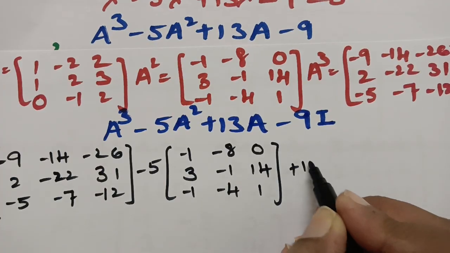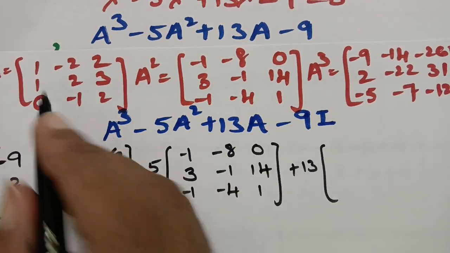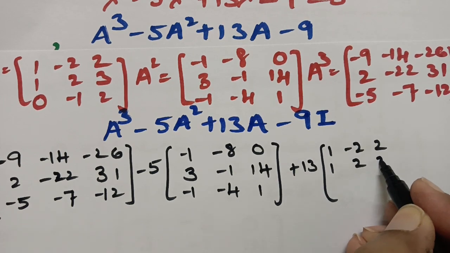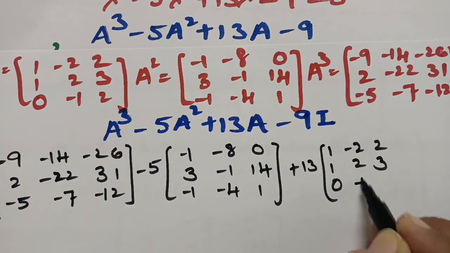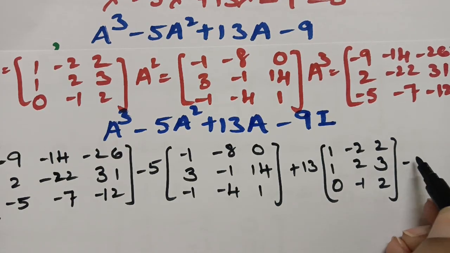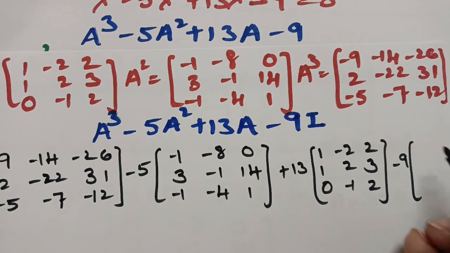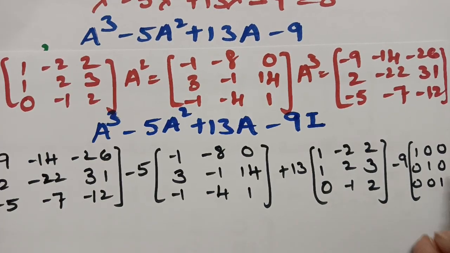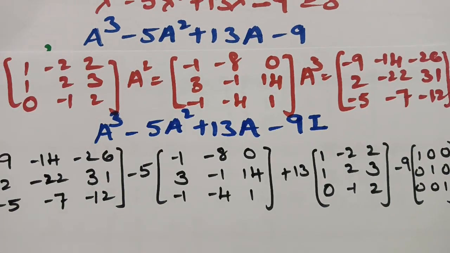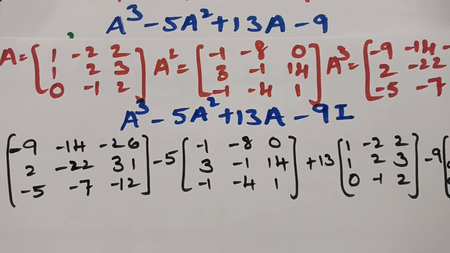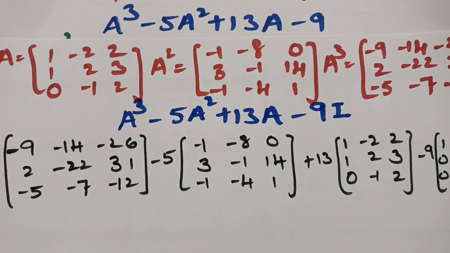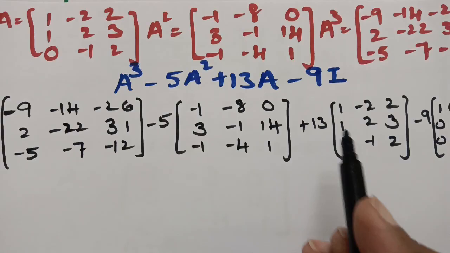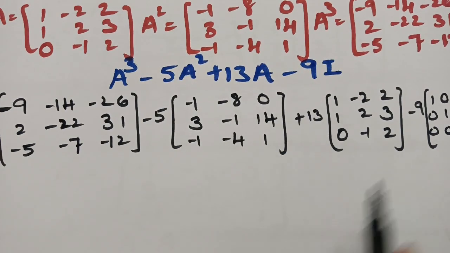Clear? So this value is 13 times of a value here is this one. This is 1 minus 2, 2. This is 1, 2, 3 and this is 0 minus 1, 2. Clear? This is minus 9 times of, this is 1, 0, 0, 0, 1, 0. This is 0, 0, 1. Now we have to check whether this satisfies the equation or not. See here, first of all, what is our a cube? So this is our a cube. I am going to multiply with 5 inside and 13 inside.